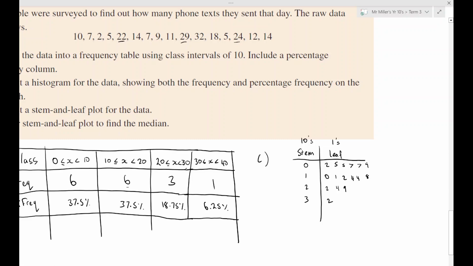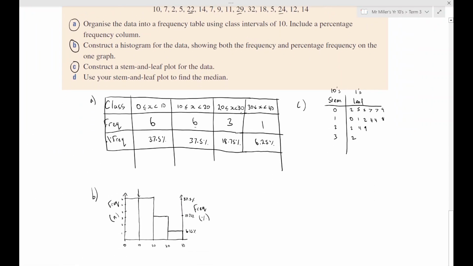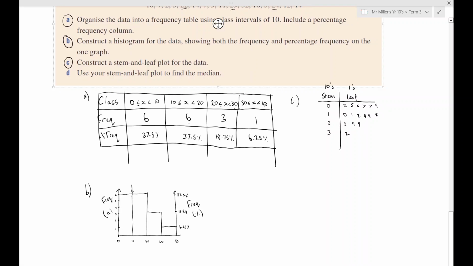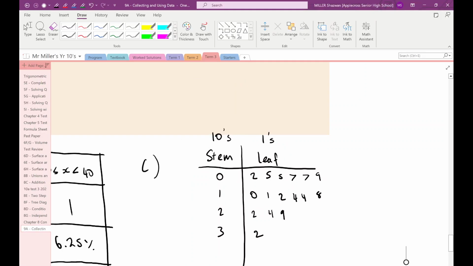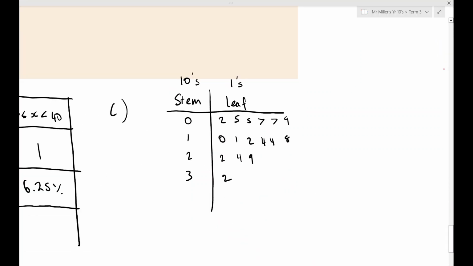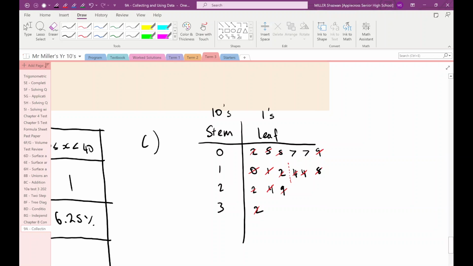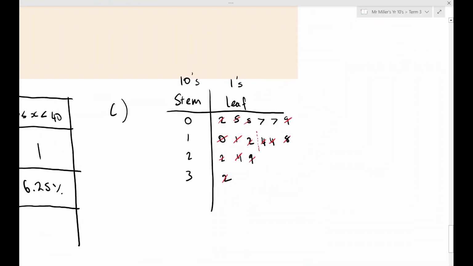So here's our stem and leaf, and we might use this to find the median, okay, D. We need to use the stem and leaf to find the median. Well, that's just going to be a matter of working through this and finding the middle value. Oh, so we'll see that the median value is actually between 12 and 14. So the median is between 12 and 14 here, as you can see.